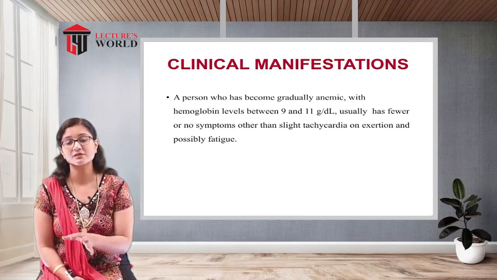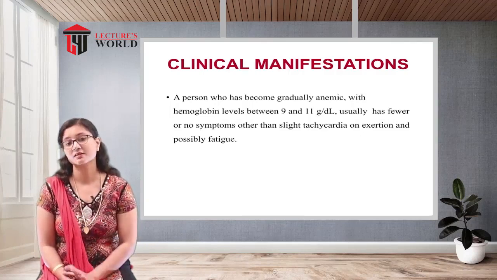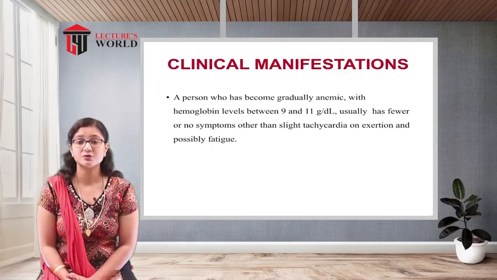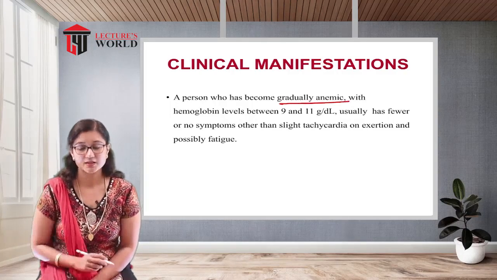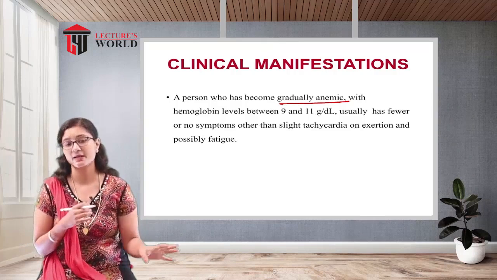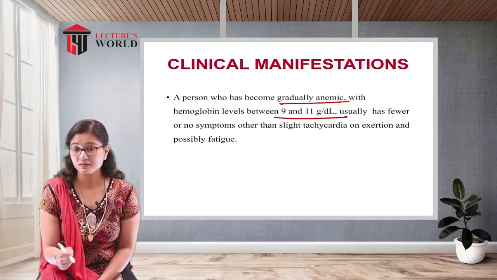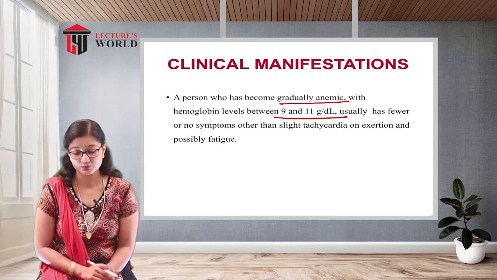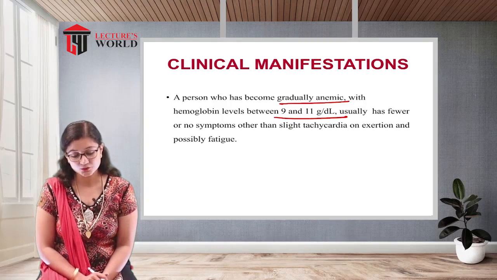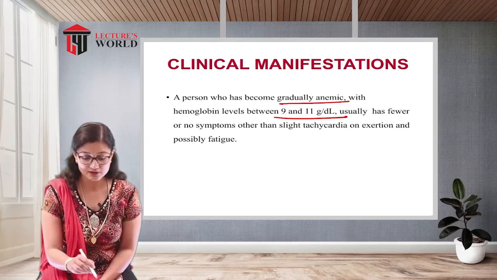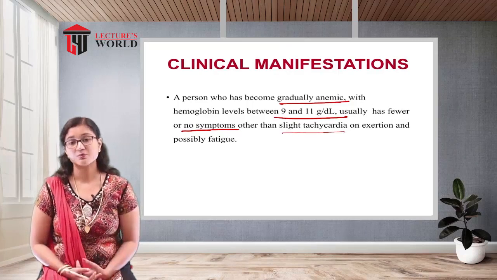Here I've brought the general clinical manifestations which can be there for an anemic patient. A person who has gradually, means slowly, developed anemia with a hemoglobin level between 9 to 11, that is lower than 12.5, so 9 to 11 gram per dL, usually has very few or no symptoms other than slight tachycardia on exertion and possibly fatigue.